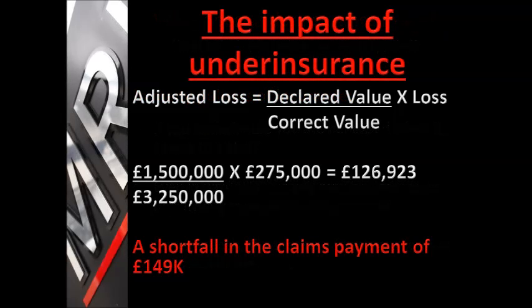Let's look at the impact of underinsurance. The formula used to calculate this is the declared value divided by the correct value times the loss. So if we look at a real example, a company insured its business interruption for 1.5 million. The actual correct value was 3.25 million. They only sustained a loss of £275,000, but the insurers applied average, so the total payout was only £126,000, giving them a shortfall of £149,000.